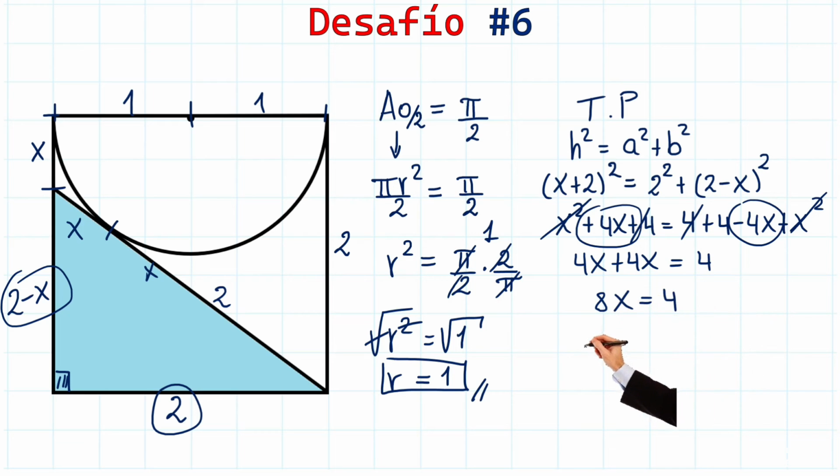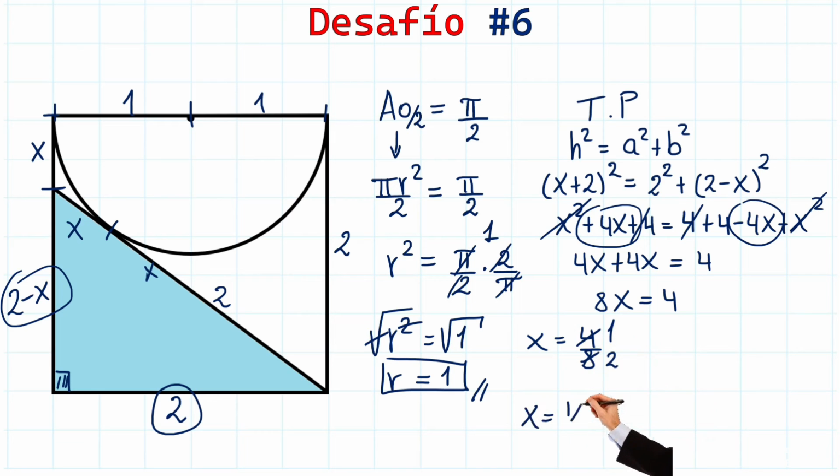Very well. So we can say that x is equal to 4 over 8. Alright, simplifying, we get the fourth of 4, which is 1, and the fourth of 8, which is 2. So ladies and gentlemen, x is 1/2, a magnificent number. With this, we have enough to find the shaded area.